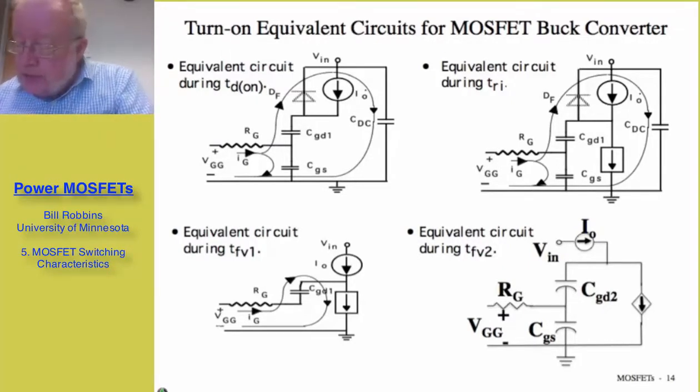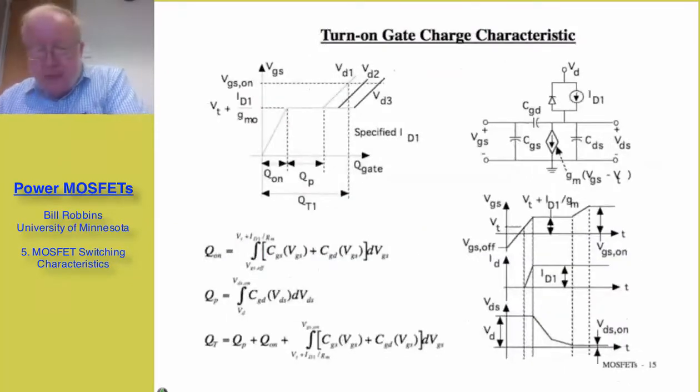In a lot of spec sheets, instead of giving specific capacitance values, they instead show what is called the turn-on gate charge characteristic, and that's shown on the next slide. What it is, is a plot of the gate-to-source voltage as a function of the charge that we've put on the gate-source terminals.